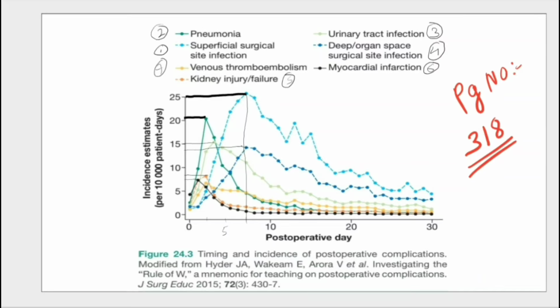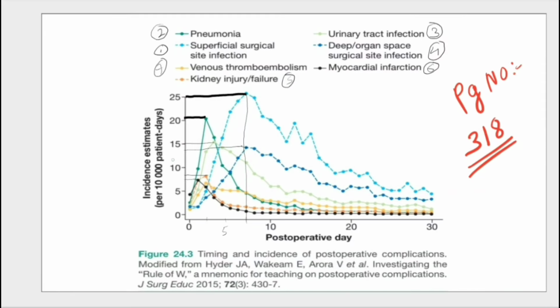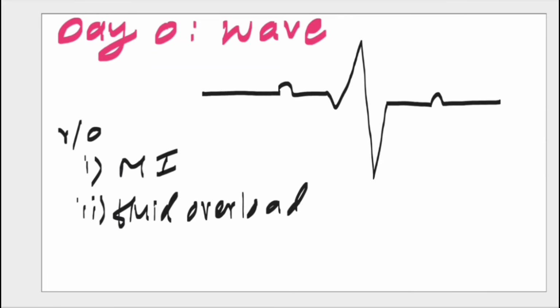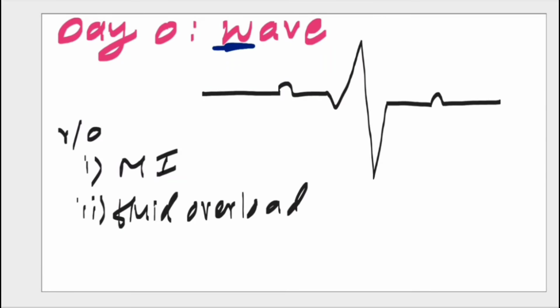The rule of W is simply a mnemonic for teaching on postoperative complications. This tells about the timing and incidence of postoperative complications. We'll get back to this chart once the complications are discussed. So on day 0, the W is wave. On day 0 we have to rule out myocardial infarction and fluid overload.